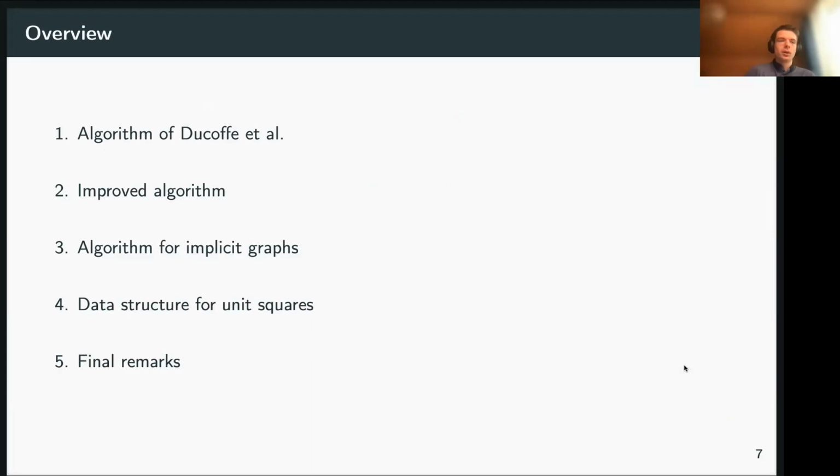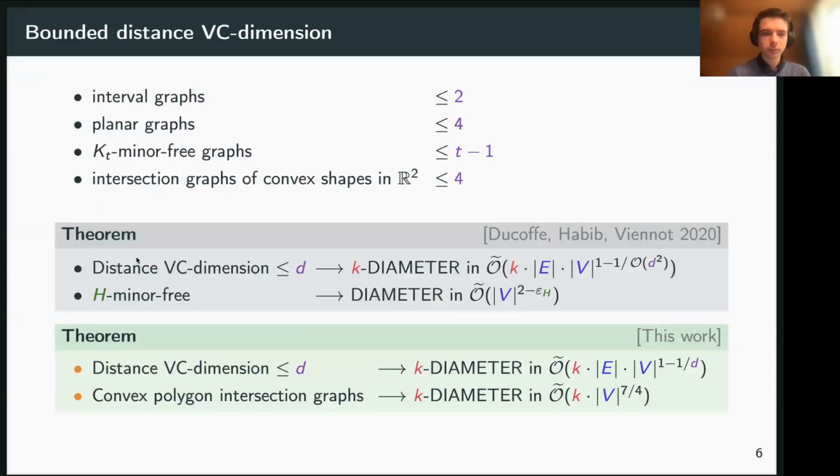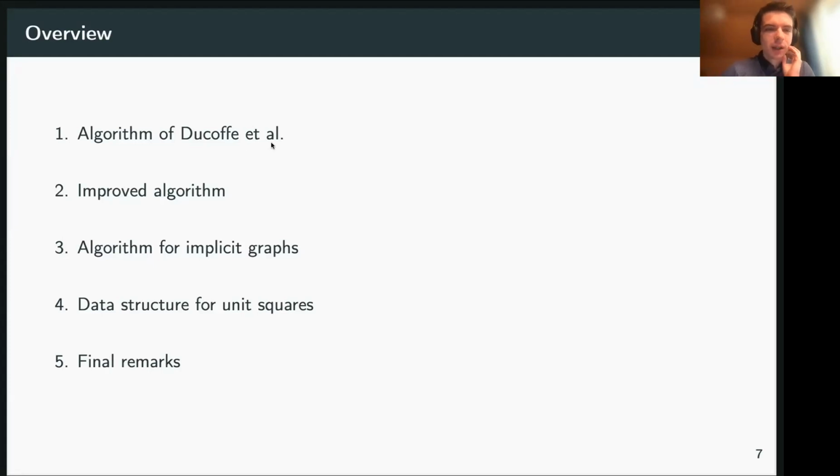Now we'll move on to proving results. The overview for the remainder of this talk is as follows. We'll start with a brief summary of the algorithm by Ducoffe and others, this previous algorithm, because we are basing on it. Then we will show how to improve the exponent. And then we'll move to the intersection graphs. First we will show that if there exists a certain data structure for the intersection graph, then we can compute the diameter faster. And finally, we'll show this data structure.